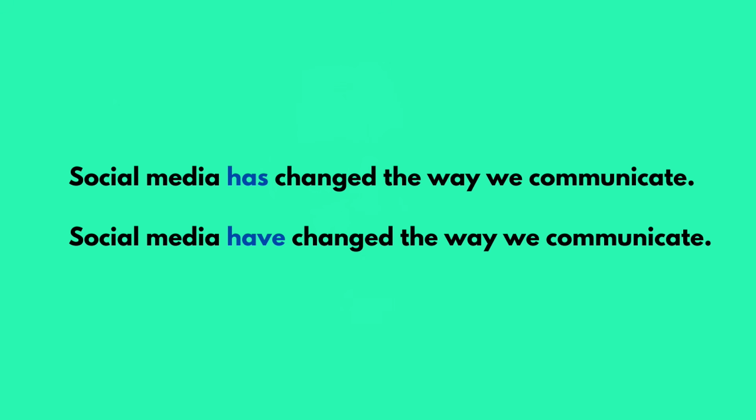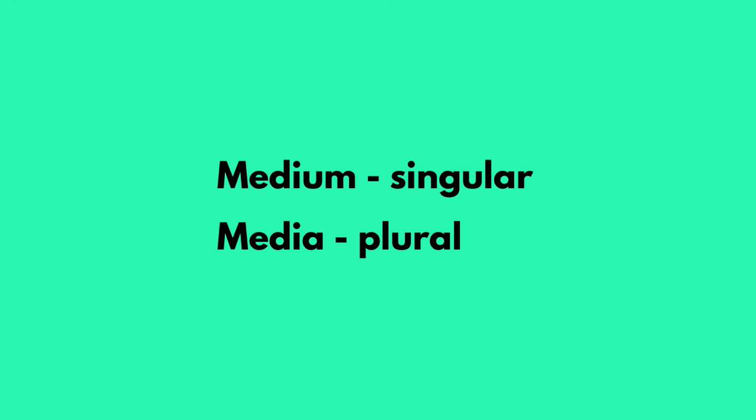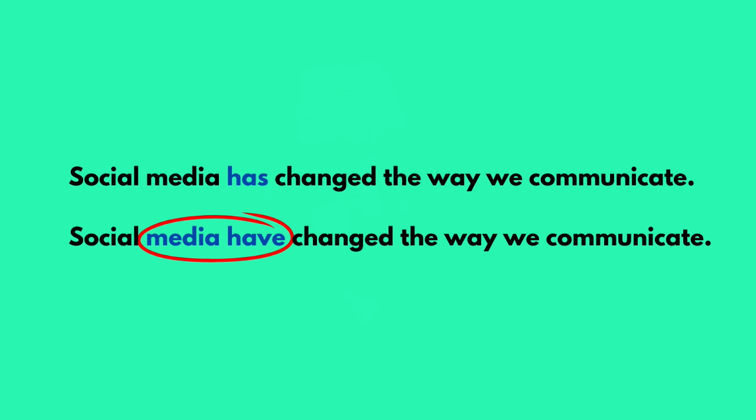Because in the first sentence we have the auxiliary verb has, which agrees with the singular noun media, right? That makes sense. But is the word media singular or plural? Well, technically media is the plural form of medium. So really the second sentence is more correct because the auxiliary verb have agrees with the plural noun media. But it's not that simple because nowadays the most common use of media is as a singular noun. Although it's not really technically correct, it's how most native speakers use that noun.